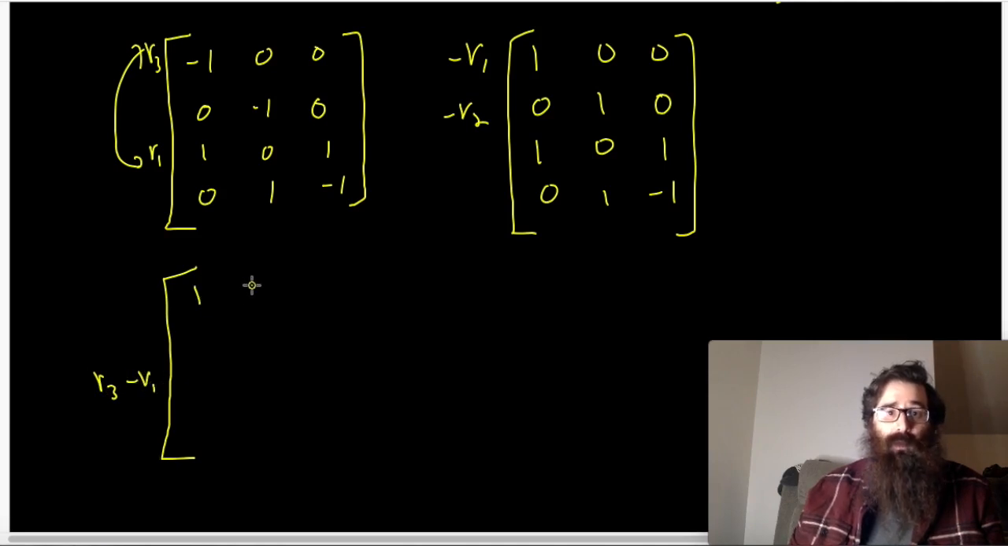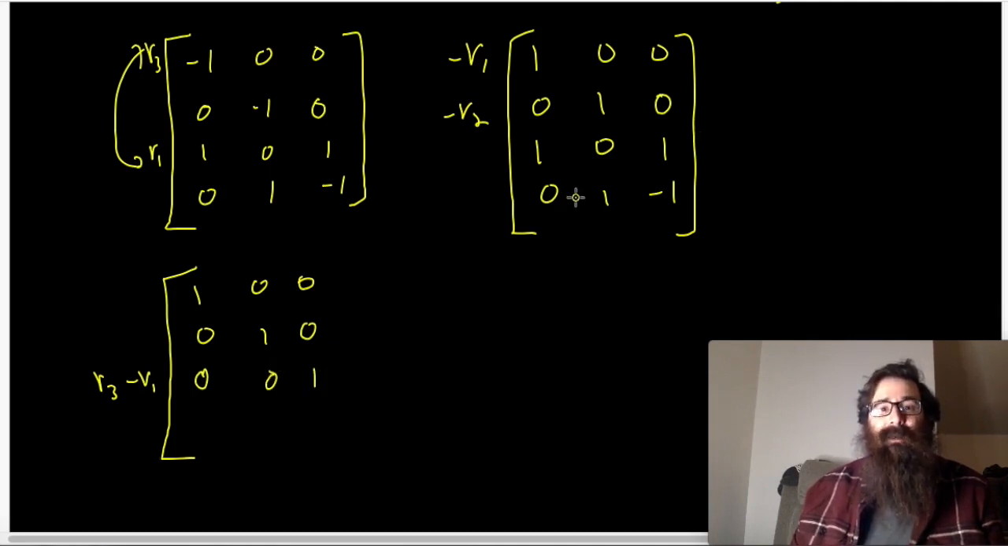So let me rewrite row 1 and row 2. And then row 3, I'm going to get 1 minus 1 gives me 0, 0 minus 0 gives me 0, and then 1 minus 0 gives me 1. And then if I want to, I can do some more work as well. I could work, for example, in row 4, replacing row 4 with row 4 minus row 2.